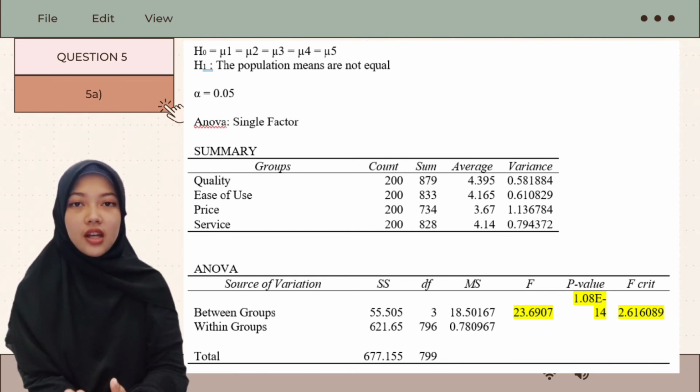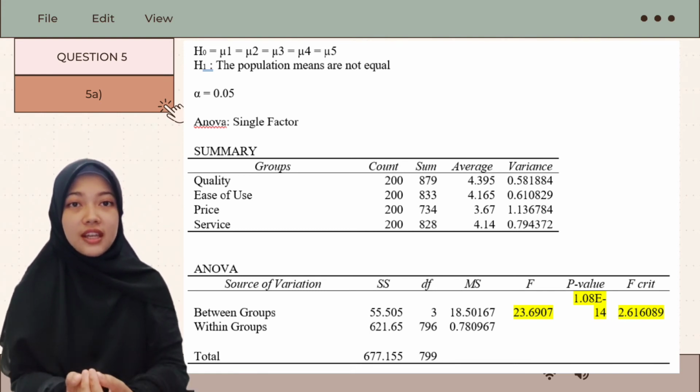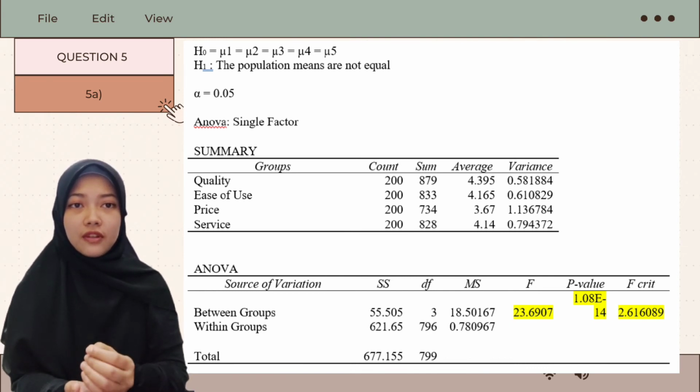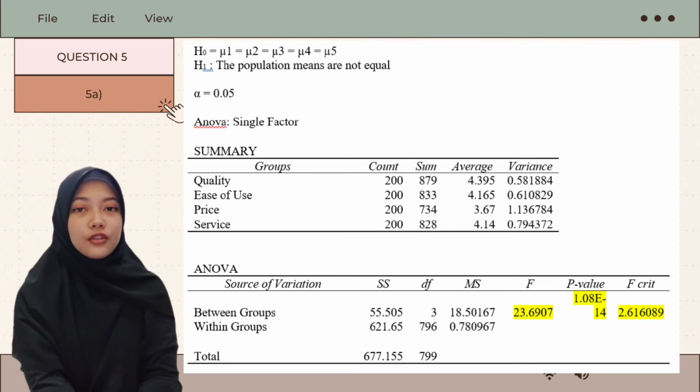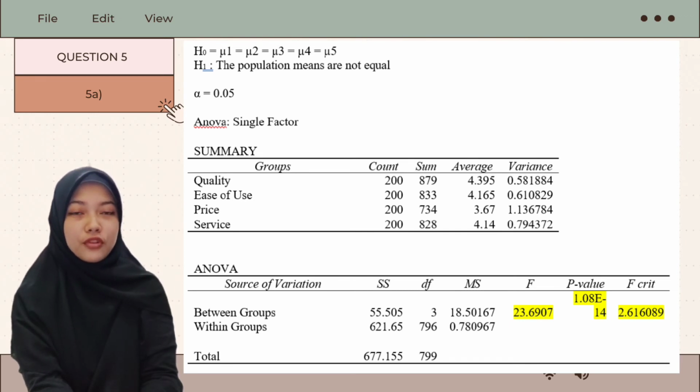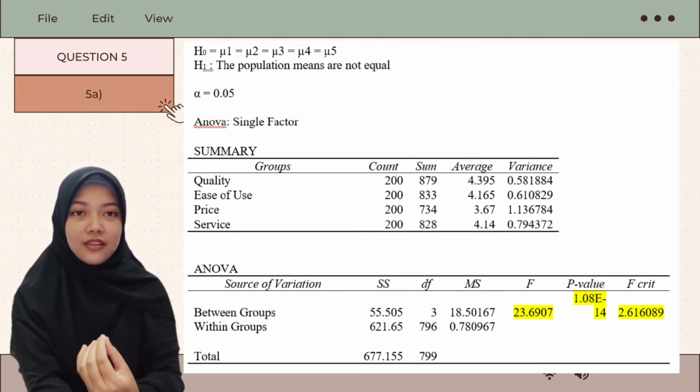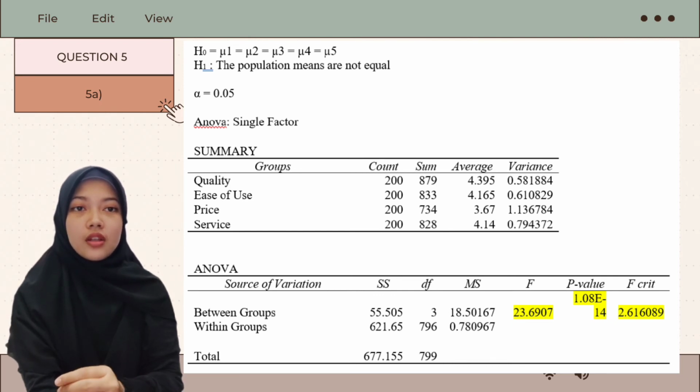Therefore, we reject the null hypothesis and make a conclusion that there is a significant difference in rating of the specific product or service. So now let's use the critical value approach. If the F statistic value is more than the critical value, then we must reject the null hypothesis. But if the F statistic value is lesser than the critical value, then we fail to reject the null hypothesis.